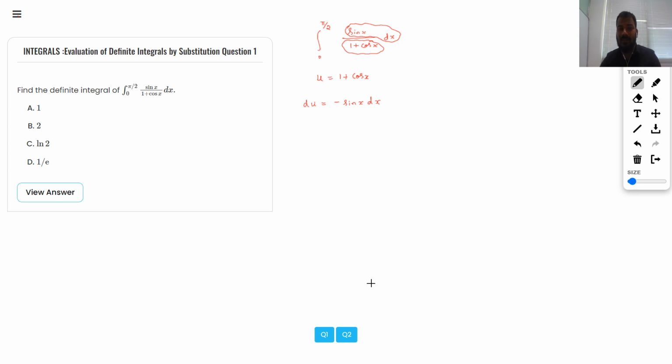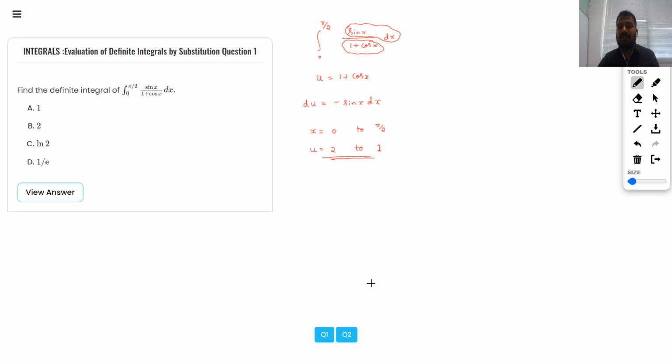The next important point is creating a new limit. When x goes from 0 to pi by 2, u equals 1 plus cos x. For x equals 0, 1 plus cos 0 is 1 plus 1, which becomes 2. For pi by 2, cos of pi by 2 is 0, and 0 plus 1 becomes 1. So the new limit is u from 2 to 1. Now I'll substitute it back.